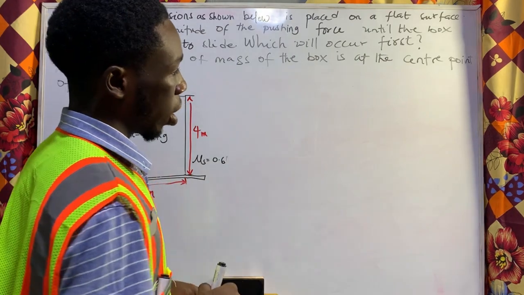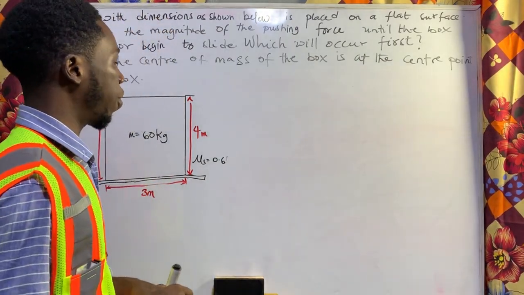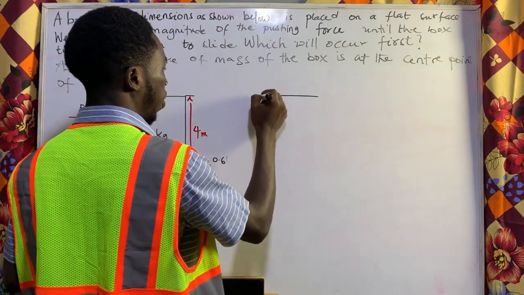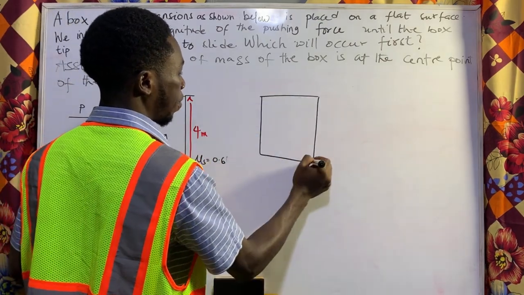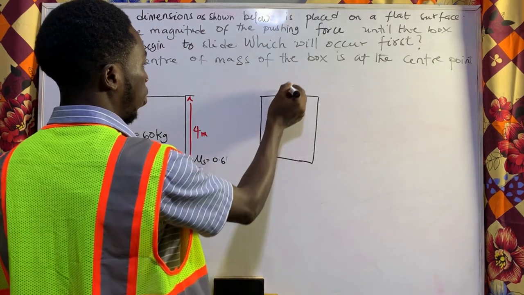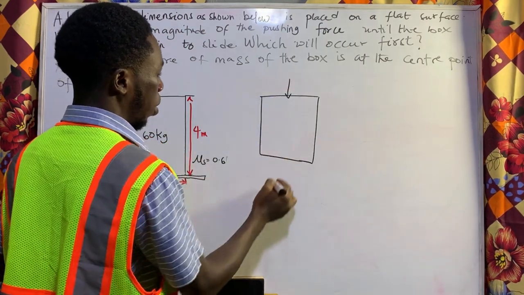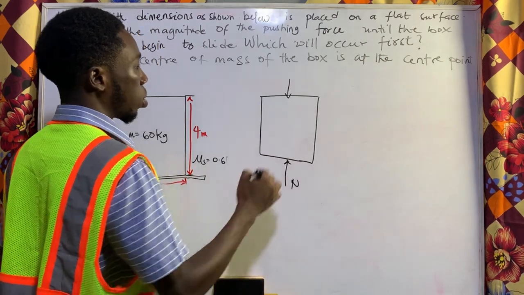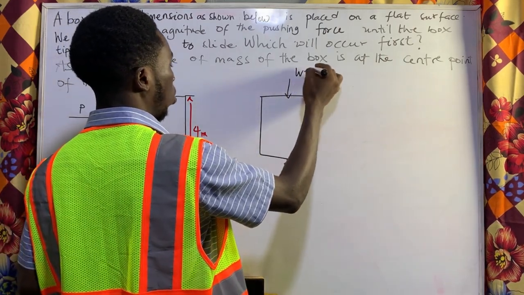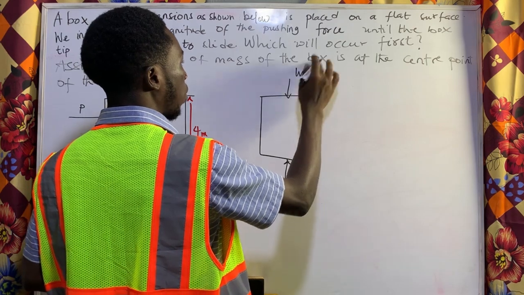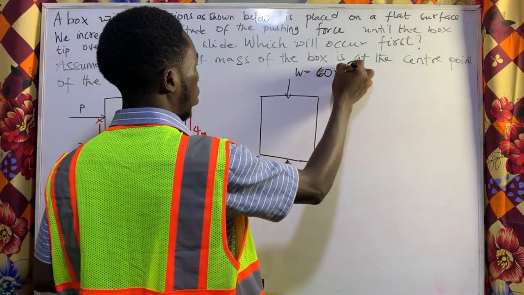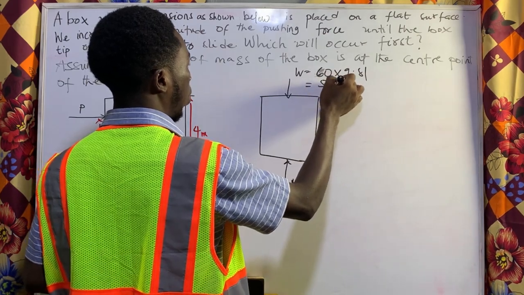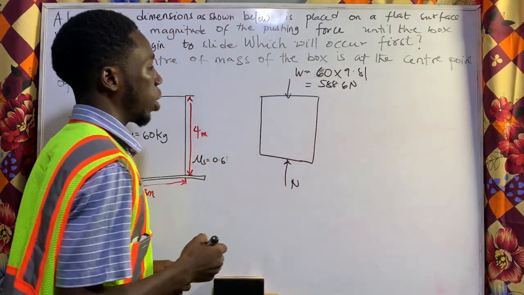I will start by calculating the minimum force required for sliding to occur. I will draw a free body diagram for the system. We have the weight force here. Then you're going to have a normal reaction due to the surface, right? So let's calculate the weight force. That will be equal to 60 kg times 9.81, which will give us 588.6 newtons as the weight force.